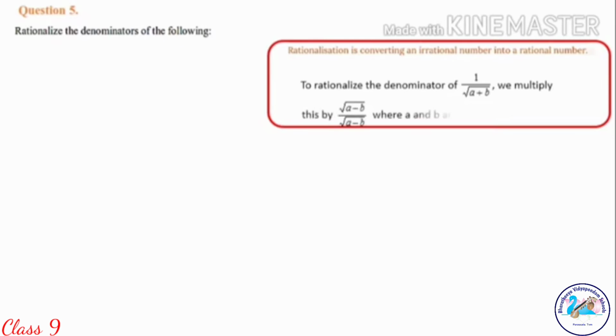Then by using that, you have to multiply it. The conjugate here is root a minus b. So you have to multiply root a minus b by root a minus b. Actually, root a minus b by root a minus b is 1.